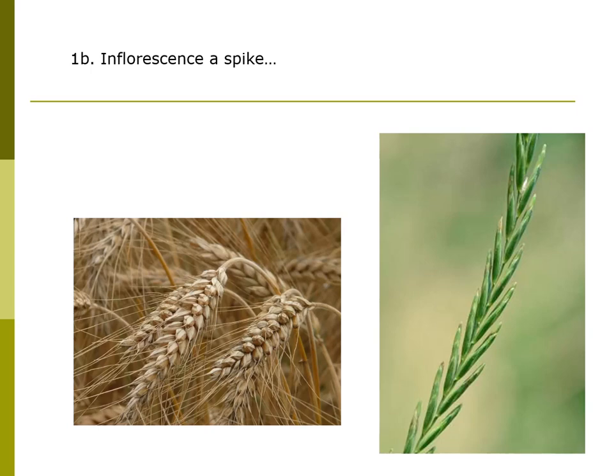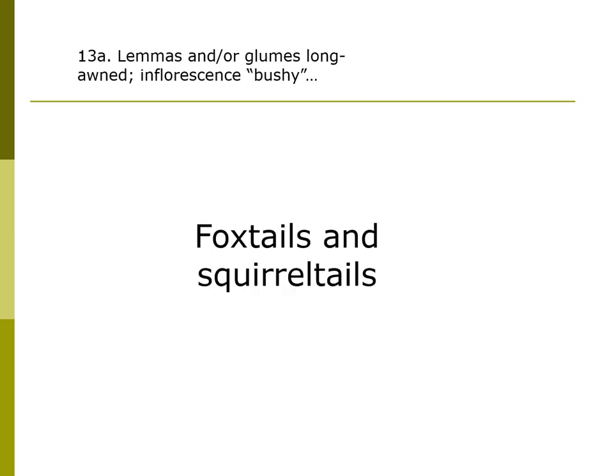So now we're leaving the panicled group and going to cover a group of grasses with a spike or spike-like inflorescence. So the first group, we're going to talk about those with the lemmas and/or the glumes having a long awn. And so the inflorescence itself has a bushy appearance. And so I lump all these in with the foxtails and squirreltails.